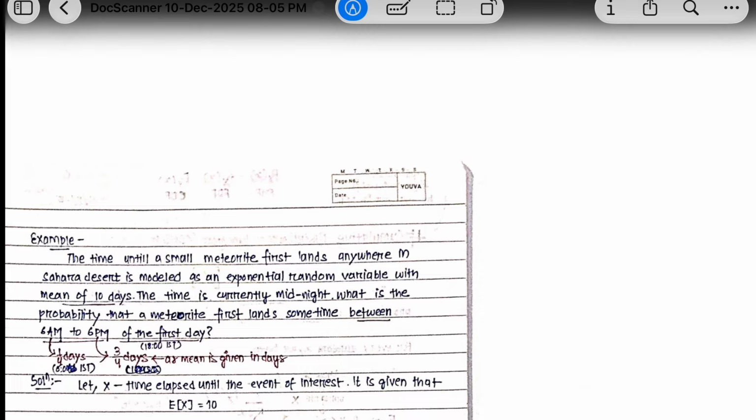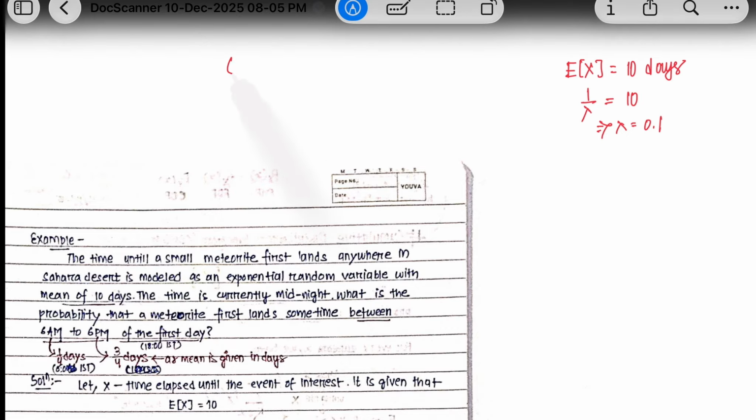We are talking about now. The expectation is 10 days next. So expectation as exponential, when the variable, the lambda is 10. So the lambda value is 0.1.